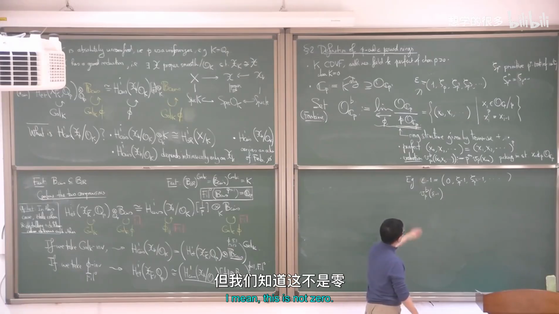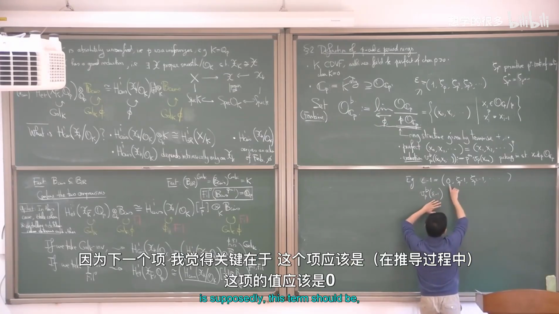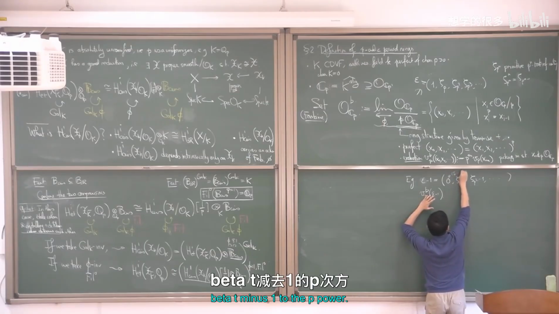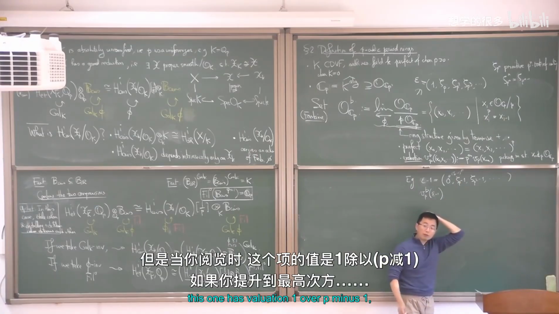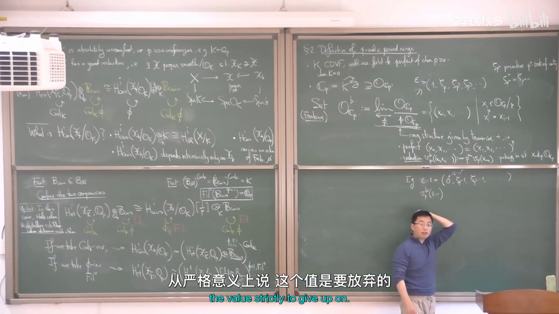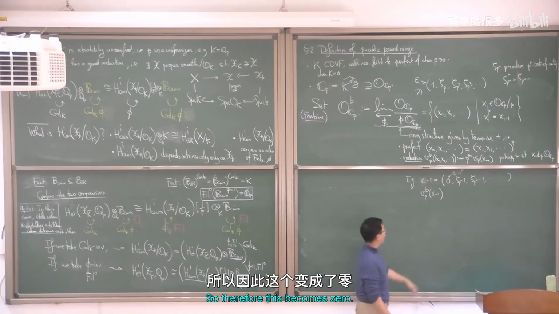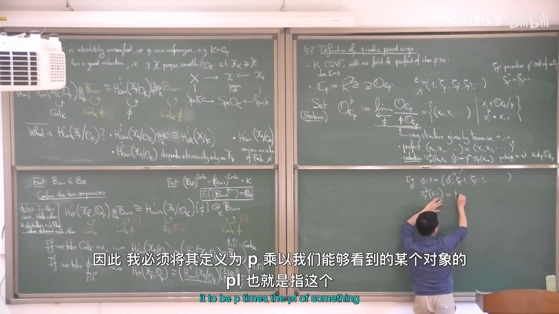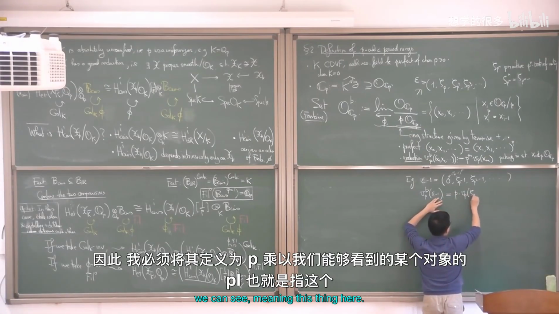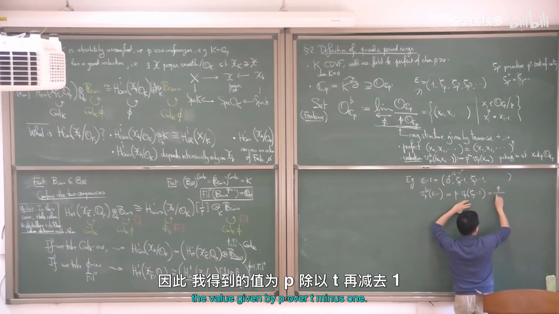But then we know this epsilon minus 1 is not 0. Because the next term, the point is that supposedly this term should be zeta p minus 1 to the p-th power. But we know that this one has valuation 1 over p minus 1. If you raise to the p-th power, its valuation is strictly bigger than 1. But I'm quotienting out anything that's divisible by p. So therefore this becomes 0. So you can't really see the valuation here. So instead, I have to define it to be p times the p-adic valuation of something we can see, namely this thing here. So I get the valuation given by p over p minus 1.